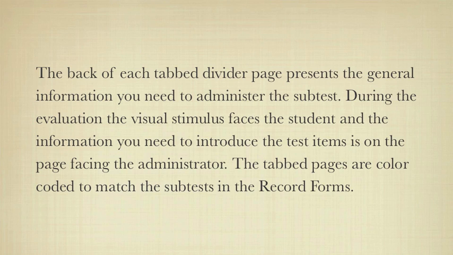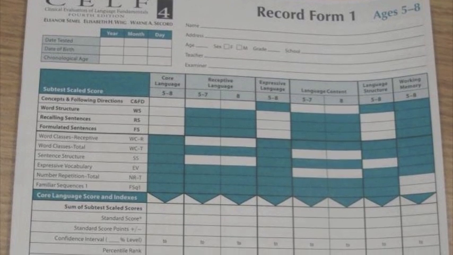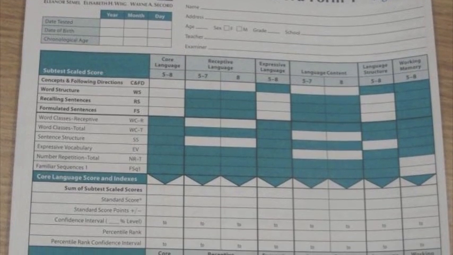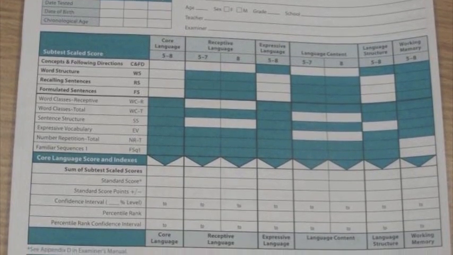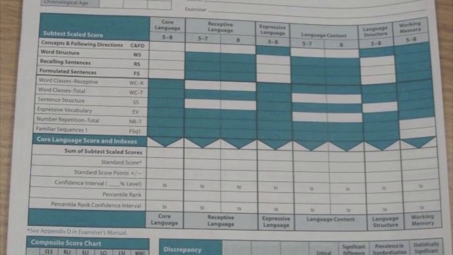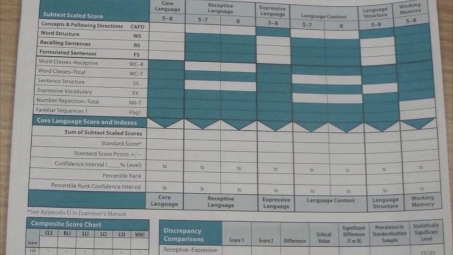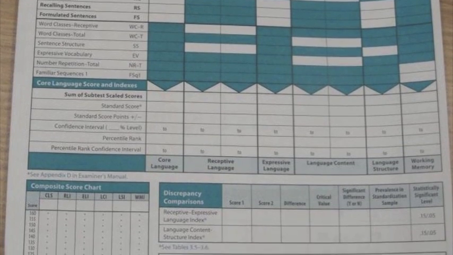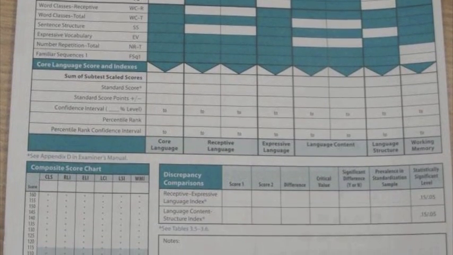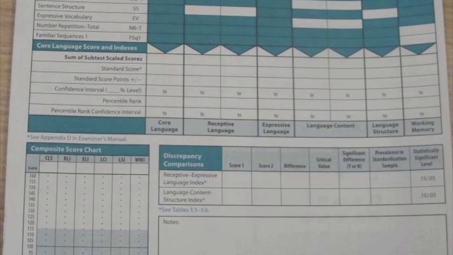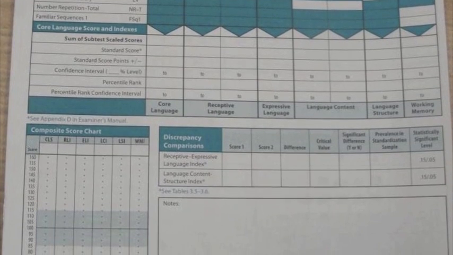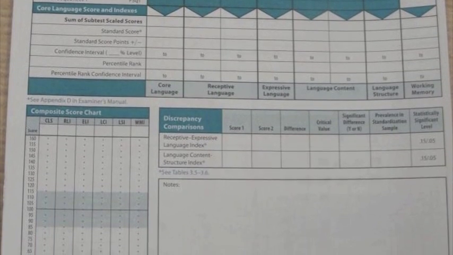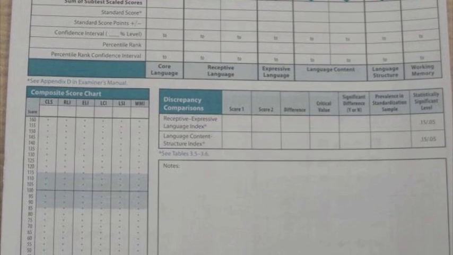The tabbed pages are color-coded to match the subtests in the record forms. The record forms contain demonstration items, trial items, test items, and space for recording responses. The test results scoring information is recorded on pages 1 and 2 of each record form. Record Form 1 includes all the subtests for clients 5 through 8 years old, and Record Form 2 includes all the subtests for clients 9 through 21 years old.